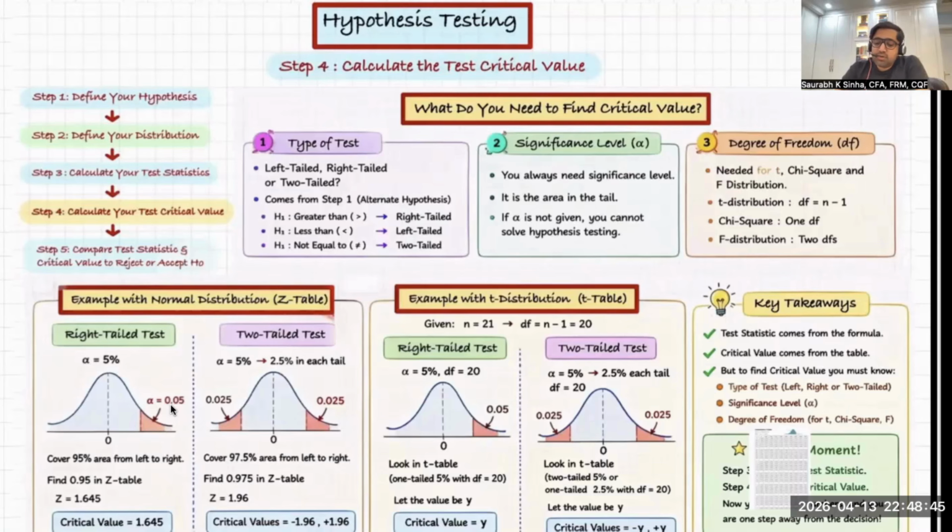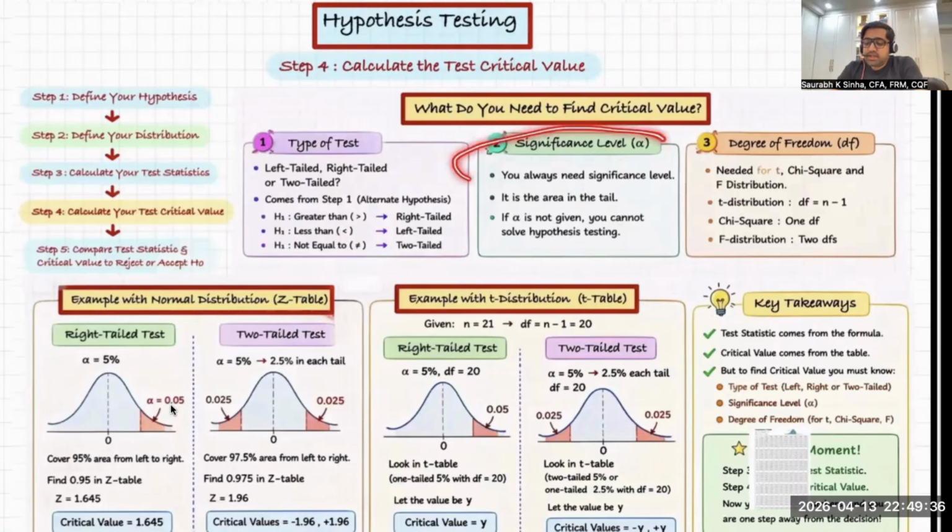The first thing that you need to know is the type of test: whether it is a left tail test, a right tail test, or a both tail or two tail test. This information comes from step 1, because in step 1 you define your alternate hypothesis, which is your belief. If the alternate hypothesis has a greater than sign, it is a right tail test. If there is a less than sign, then it is a left tail test. If it is not equal to, then it is a two tail test.